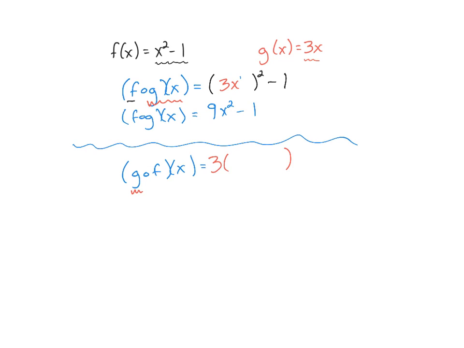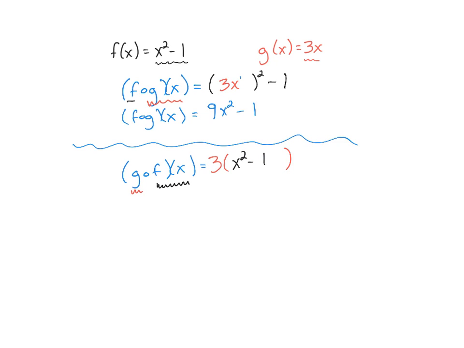Inside that function, I'm going to replace x with the function f of x, just like I did in the previous problem. So everywhere there was an x, I'm going to replace it with x squared minus 1, because f of x is equal to x squared minus 1. So in the parentheses, I have x squared minus 1.